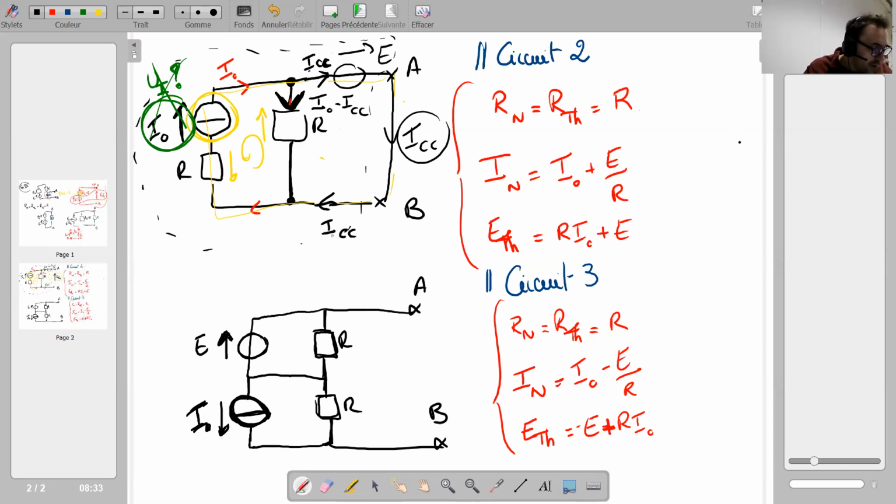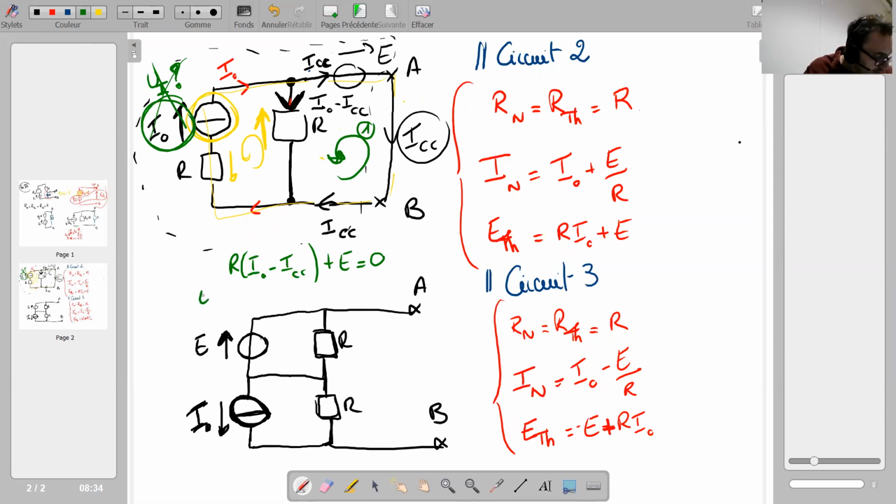You go for labeling the different voltages. So I use receptor convention again here. And now you have to apply the mesh law again. Do not apply mesh law in a branch containing a current generator because of the extra unknown you add. So again, the only useful mesh is this one. So if you apply the mesh law here, you will have R (I0 minus ICC) plus E equals 0.